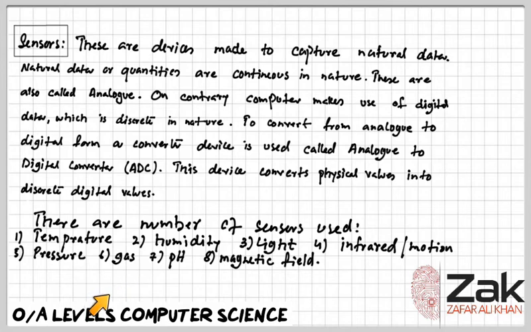Then we may have a pH sensor. It may be used to monitor and control acidity or alkalinity levels in soil, or monitor pollution in rivers. And then we have the magnetic field sensor, which detects changes in cell phones, CD players, and so on. It may also be used in the anti-lock braking system, ABS, in motor vehicles.